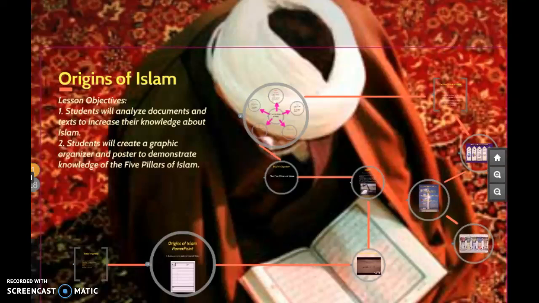This is a lesson plan for a 7th grade world history class entitled Origins of Islam. The lesson objectives are students will analyze documents and text to increase their knowledge about Islam, and students will create a graphic organizer and poster to demonstrate knowledge of the 5 pillars of Islam.